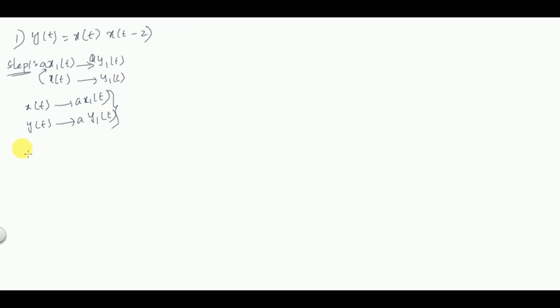Okay, so a into y1 of t is equal to a into x1 of t into x1 of t minus 2. So this is the input and it is scaled by a. This total is the input: multiplication of x of t and x of t minus 2 is the input now. So its corresponding input is x1 of t into x1 of t minus 2. Now it is multiplied by a, as I have told you here, and similarly the output is also multiplied by a.